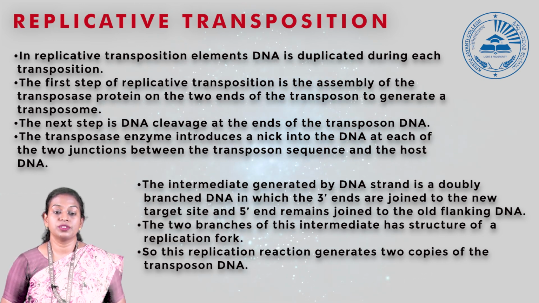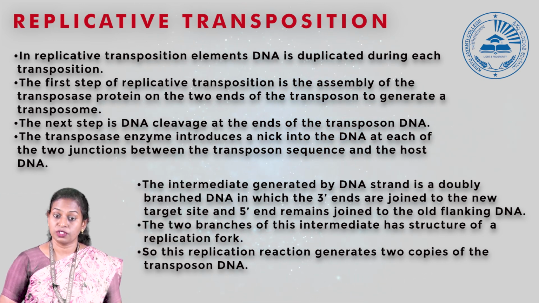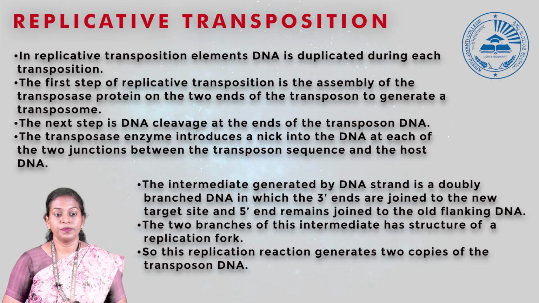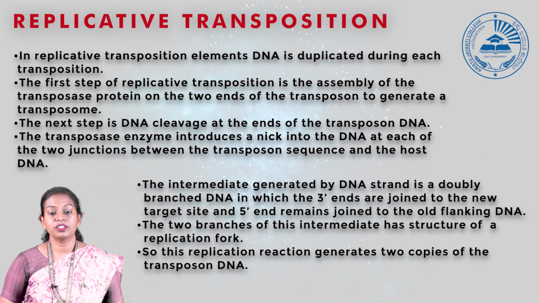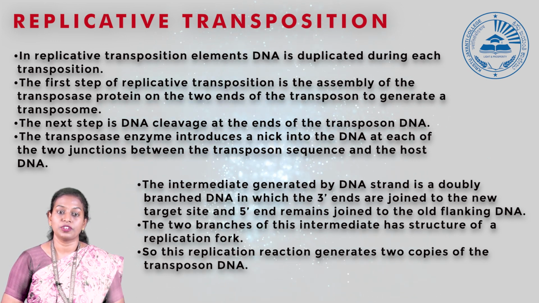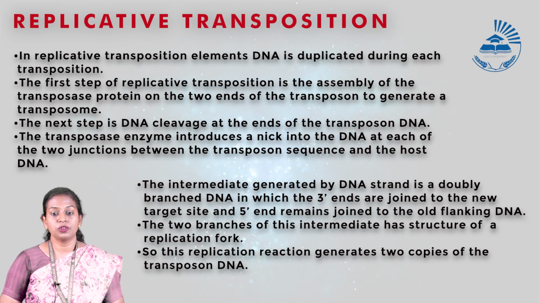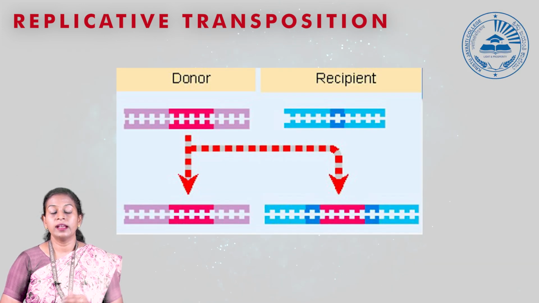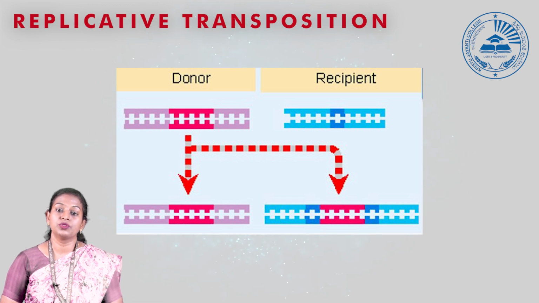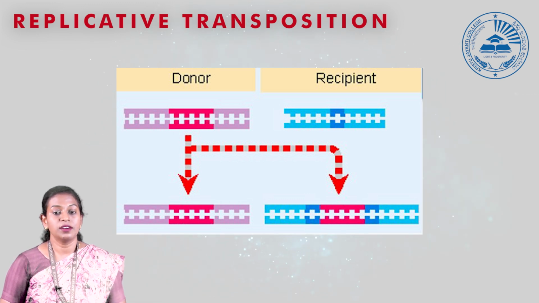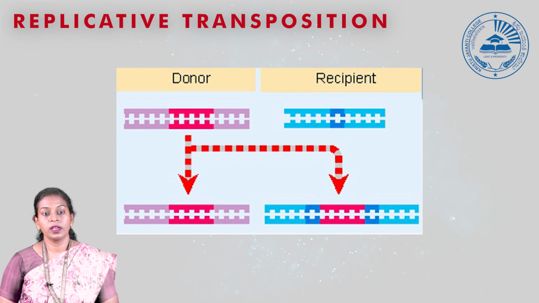The two branches of this intermediate have structures of a replication fork. So this replication reaction generates two copies of transposon DNA. This is a pictorial representation showing you that from the donor, a copy of it is being inserted into the recipient DNA. This is a replicative transposition.